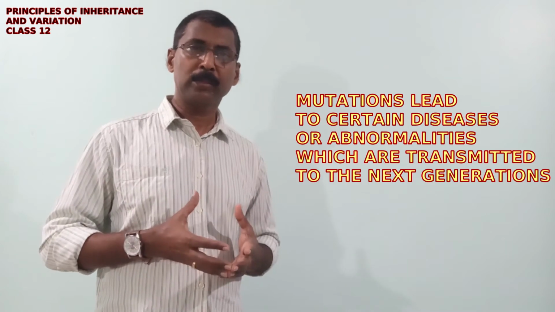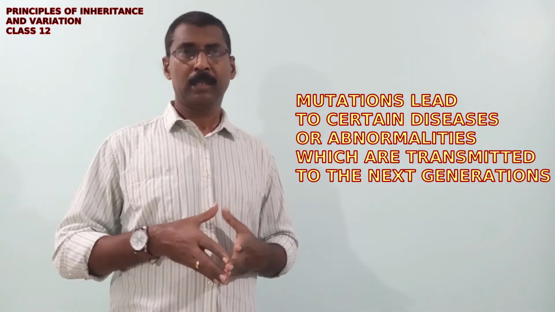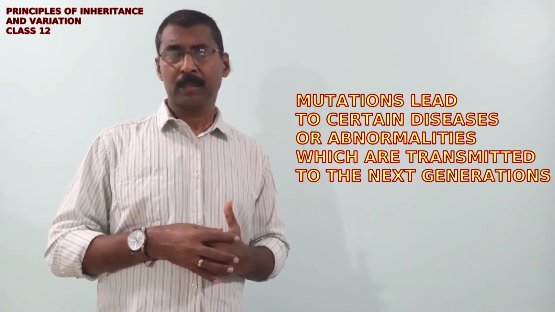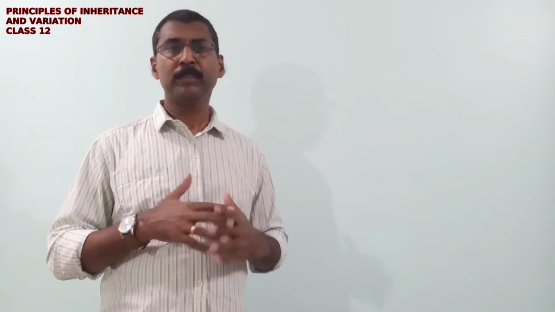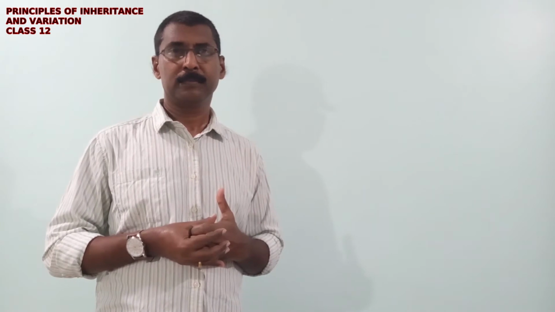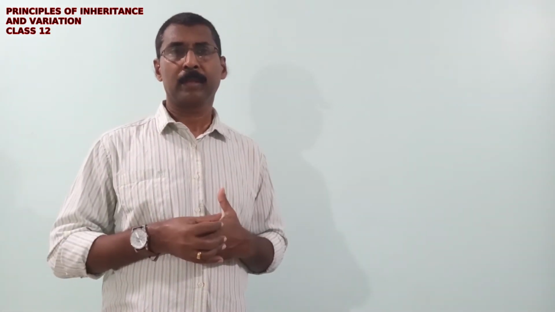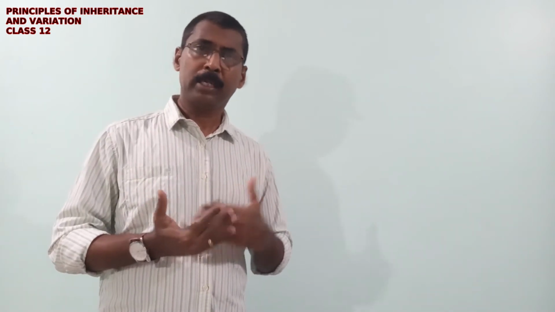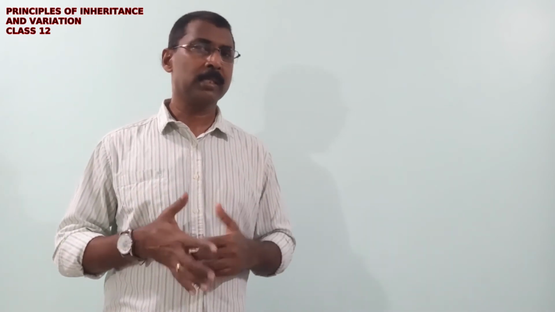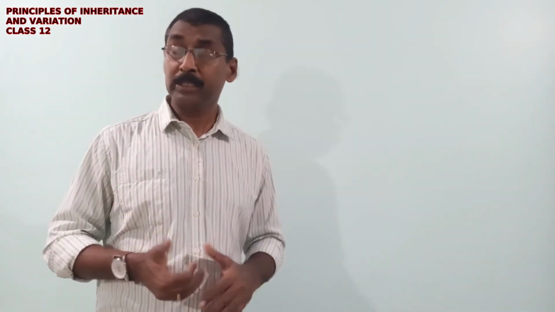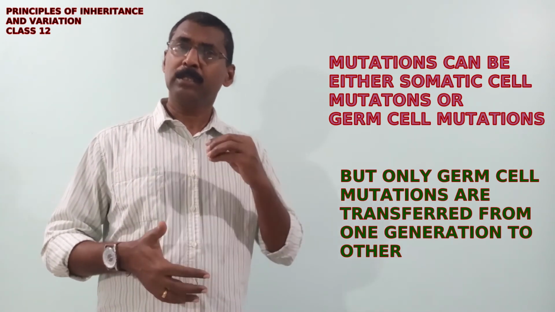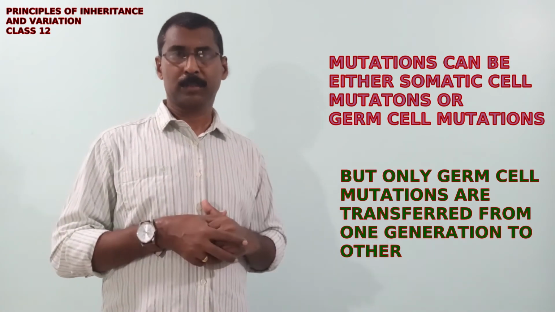So mutations can occur to the chromosomes of every cell. We know we have somatic cells and germ cells. Somatic cells are the ordinary cells of the body which make up the body, which form the structure of the body. Germ cells, we know, take part in the process of reproduction. They are gametes. So in all cells, chromosomes are there, and these chromosomes bear the genes, and these genes are susceptible to mutations. So mutations can occur in genes of both somatic cells and germ cells.